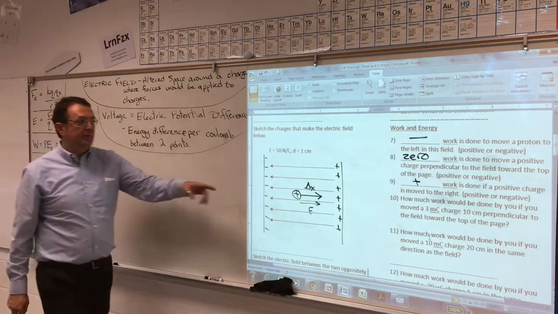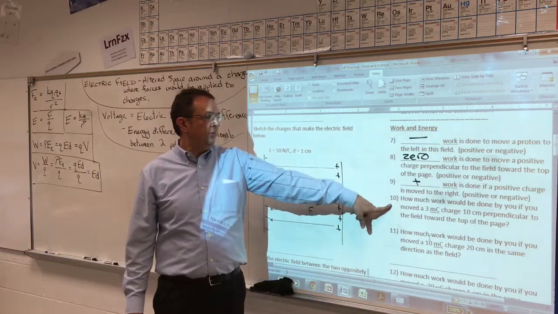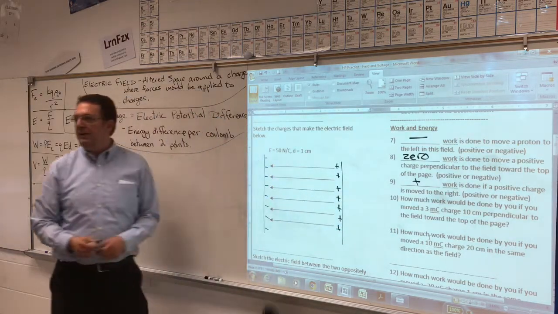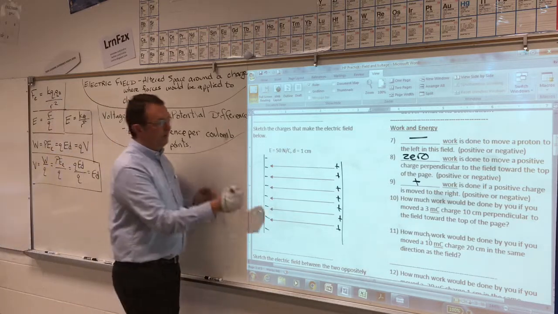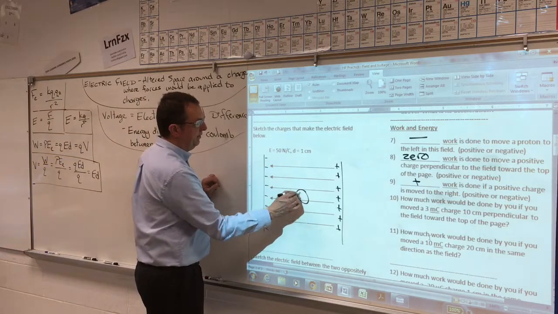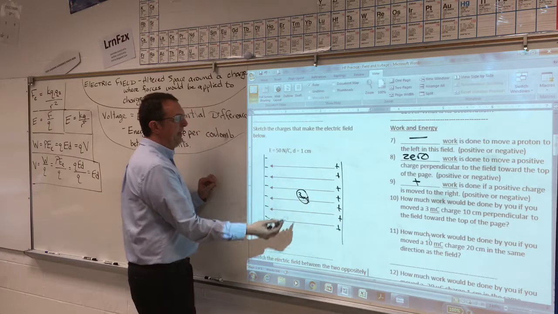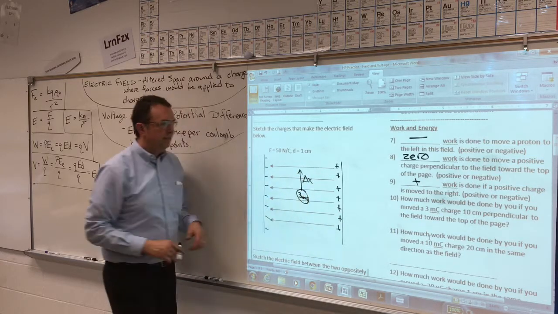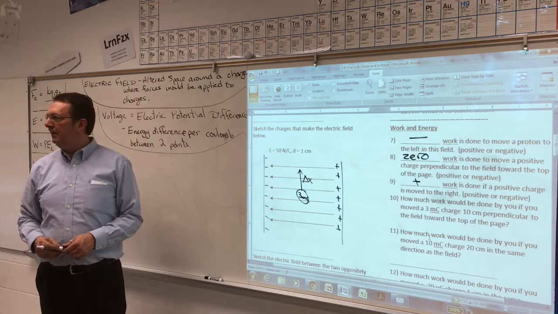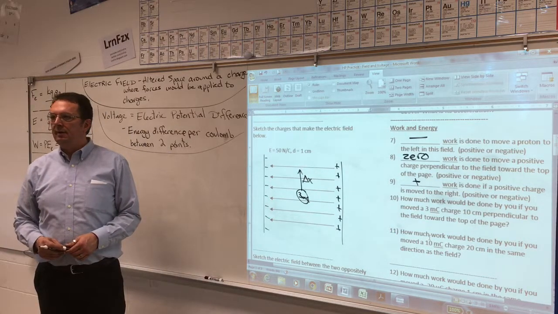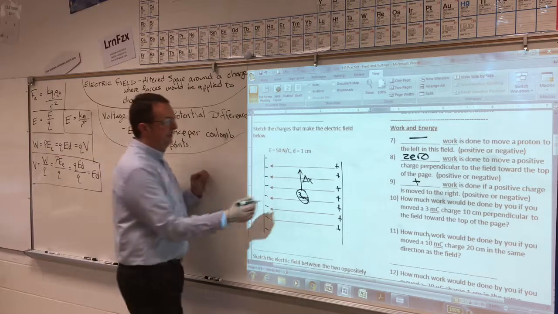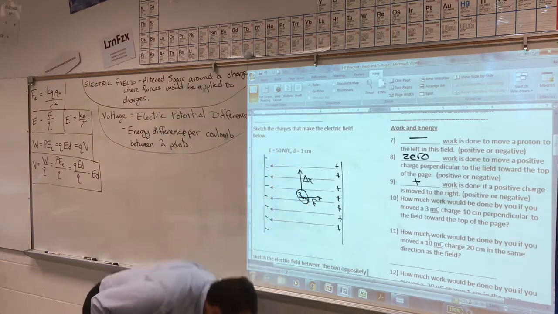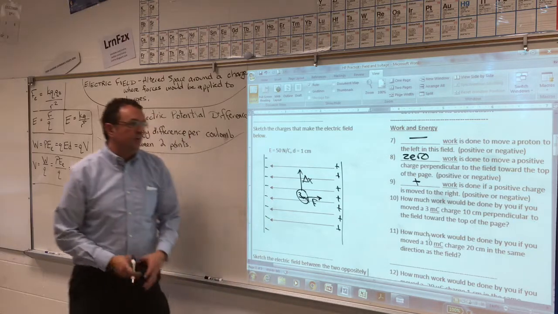Now, how much work would be done by you if you moved a 3 millicoulomb charge 10 centimeters perpendicular to the field toward the top of the page? Treat all these things as individuals if you want, or refer to the ones up above. I want to move it in this direction. How much work would be done? Answer is 0. There isn't any, because the force necessary to keep it from accelerating toward the negative plate is to the right.